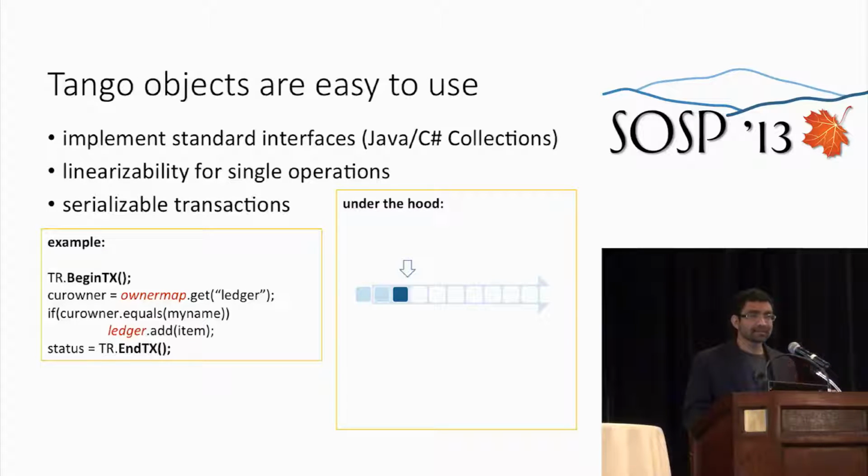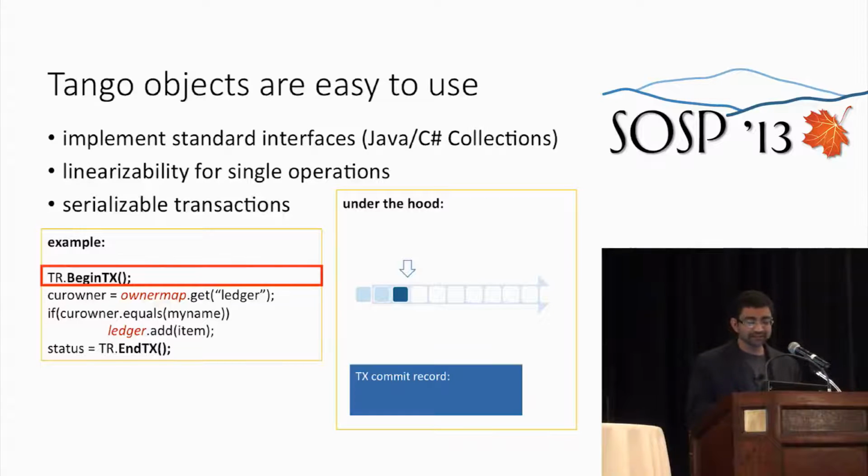Now, when the application executes begin_tx, the Tango runtime doesn't really do anything with the shared log. It just creates in-memory state. It creates an in-progress commit record. And while we're doing this, there can be other activity in the system. So the orange updates are activity by other clients in the system that are appending to the shared log. And our client here is not aware of these updates yet.